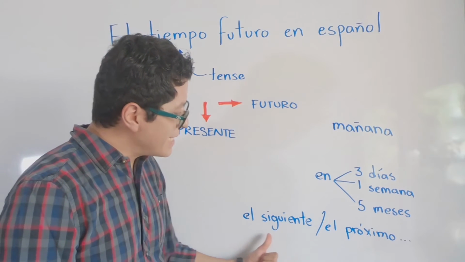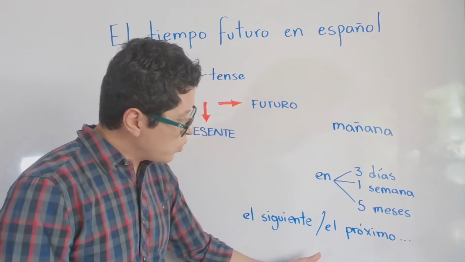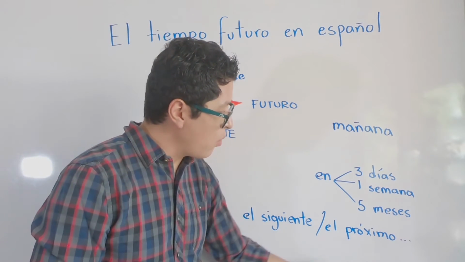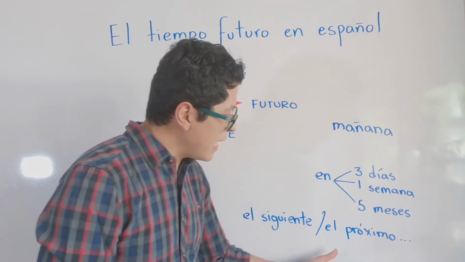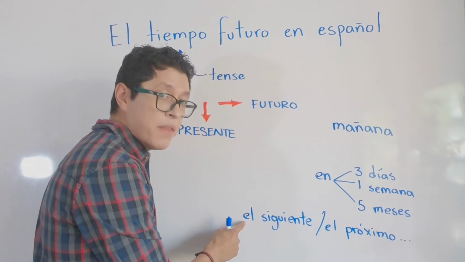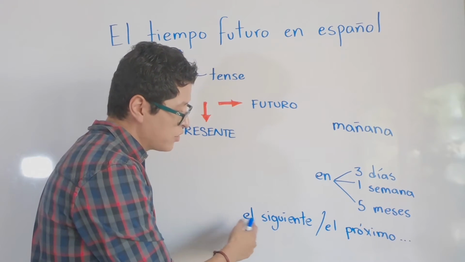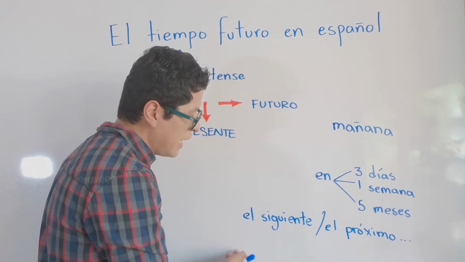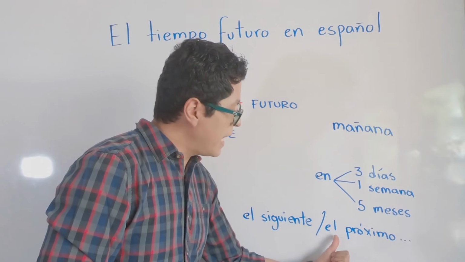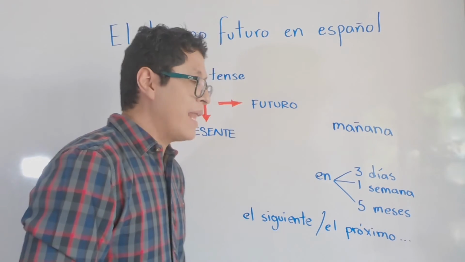Then here you have 2 more words. Number 1, el siguiente, and this one, el próximo. So this is the next one or the following. El siguiente mes, el próximo mes. And of course, you can use here the corresponding female forms, right? So if you're talking about the next week, you would say la siguiente semana. Following week, you would say la próxima semana, okay?